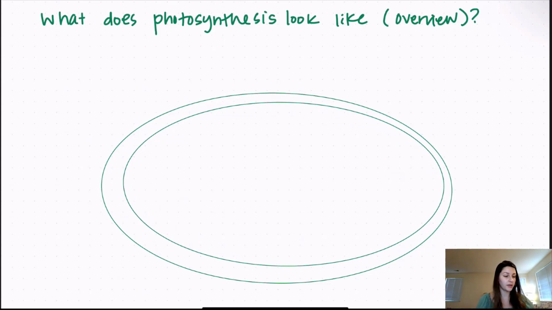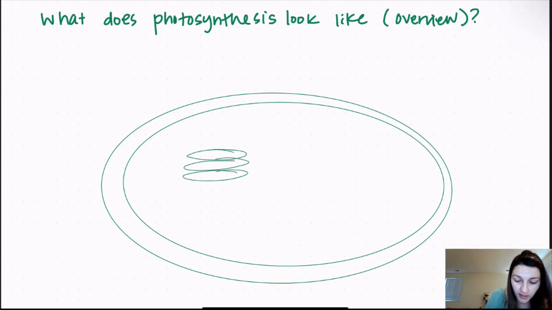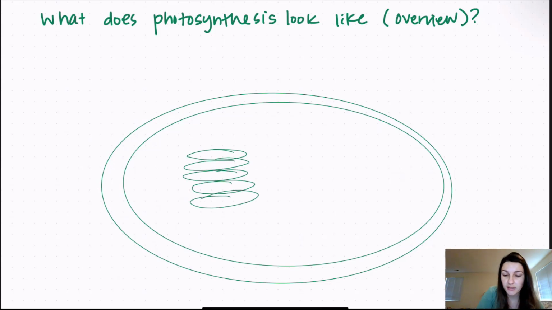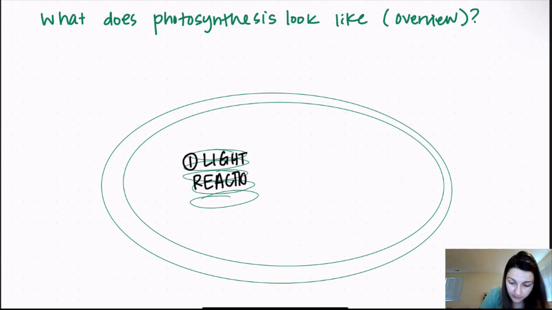So one part of this whole process happens, there's two steps of photosynthesis. One of those steps happens within the thylakoids, within those grana. So there's my stack of grana. That's step one. And step one is called the light reactions. Light reactions, that's step one.